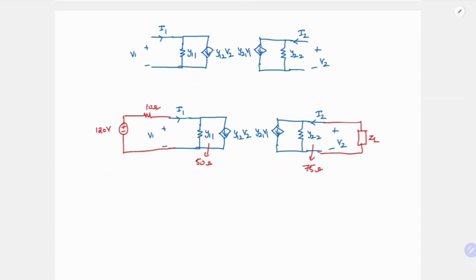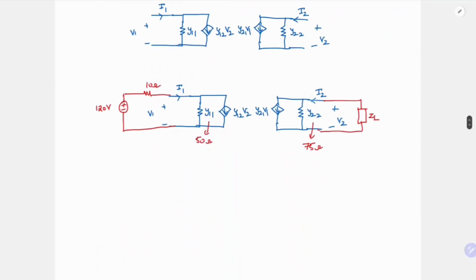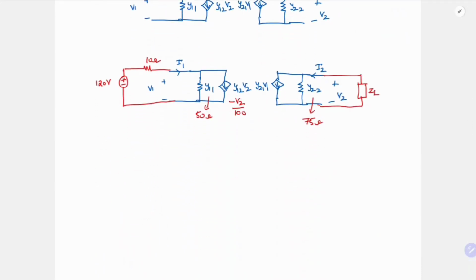So I'm writing it in terms of resistance instead of the conductance. And your Y12 is minus 1 by 100 and Y21 is also minus 1 by 100. So this is minus V2 by 100 and this is minus V1 by 100.